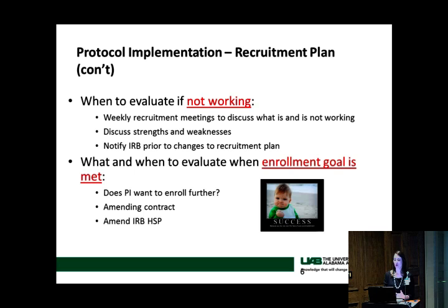And what do you do when that enrollment goal is met? So say you have enrolled all the patients you want. You want to see if the PI wants to enroll any further patients. Does he want to change that? Do you need to amend the contract if you're going to change your enrollment goal? And of course, see if you need to amend the IRB HSP.